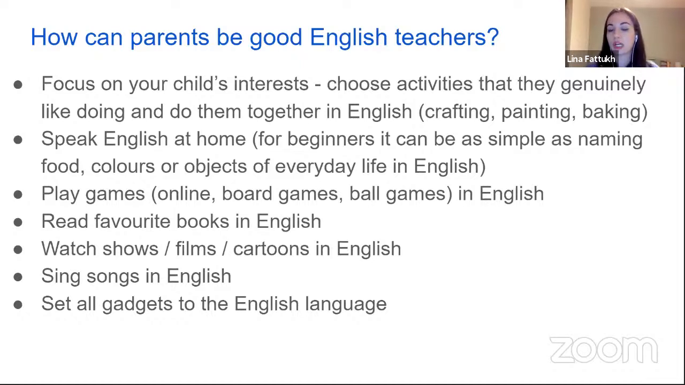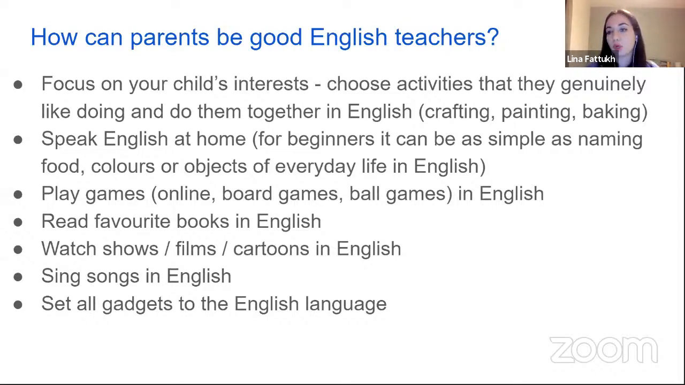Speak English at home, even for children who are just starting to learn, for beginners. It doesn't have to be long conversations. It can be really simple things like naming food or colors or objects of everyday life. For example, when you go shopping, let your children name the things that you're buying in English. Fruit, vegetables, colors, and so on. Play the games that you usually play as a family, but do it in English.